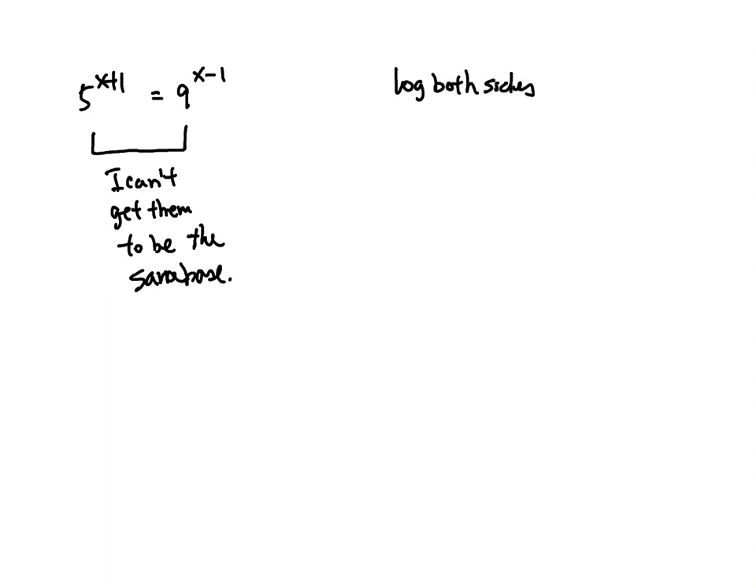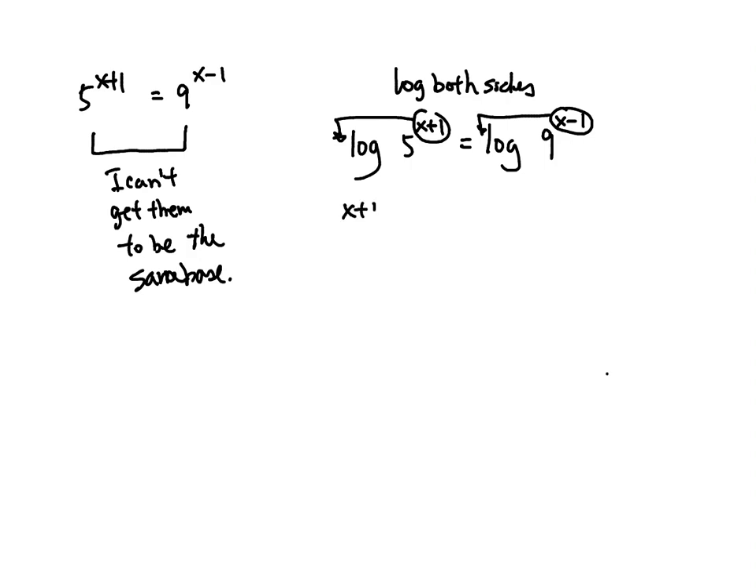So if I do log of 5 to the x plus 1, that's going to be equal to log of 9 to the x minus 1. And remember, the property says when you take a log of something to a power, the exponents can be put in the front. So this is x plus 1 times log of 5 equal x minus 1 times log of 9.